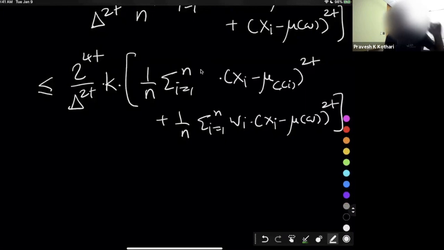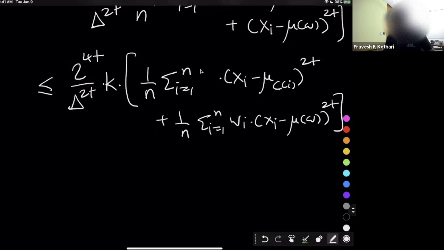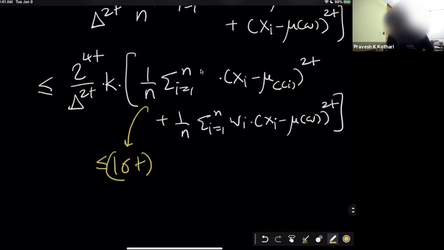And in fact, for a (t, delta)-good sample, the definition already implies that this should converge, up to the constant factor loss that we were okay with, to the true moment of a Gaussian. So this term is at most (16t) to the t. Good. What about the second term?